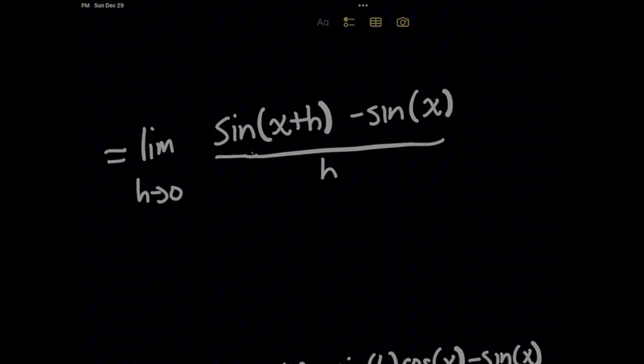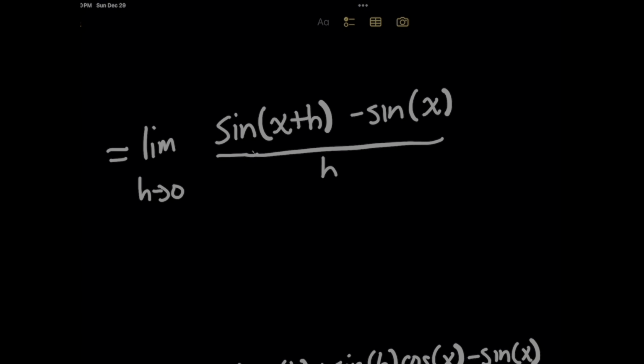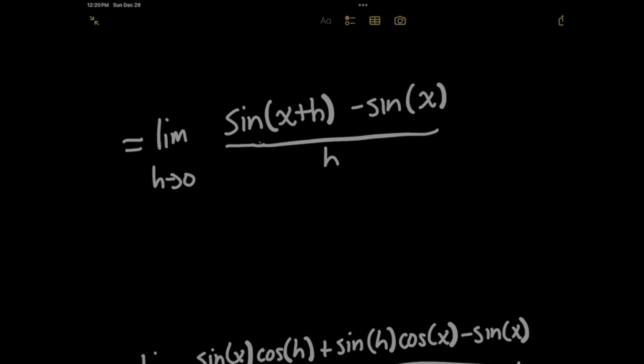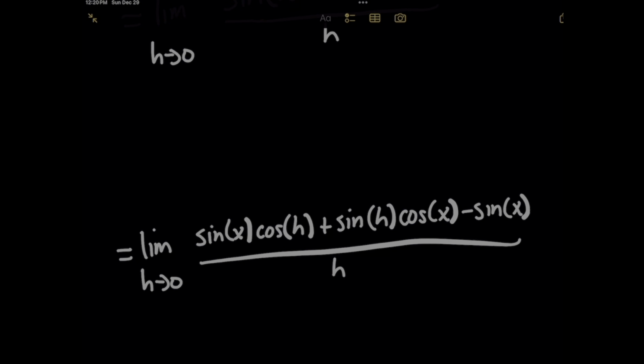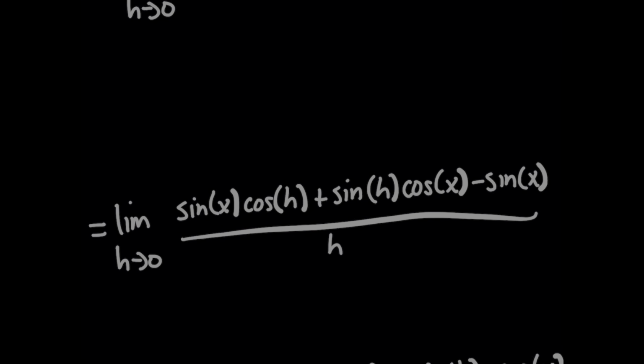So remember, with sine of x plus h, the first thing to remember is we've got a cool trigonometric property we can use for sine of something plus something, where that expands out to a sum of terms. That becomes sine of x times cosine of h plus sine of h times cosine of x, minus the original sine of x, all over h.